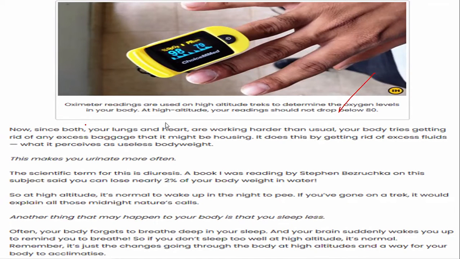So I'll include this one. When I put a star, okay, so you should not be below 80.